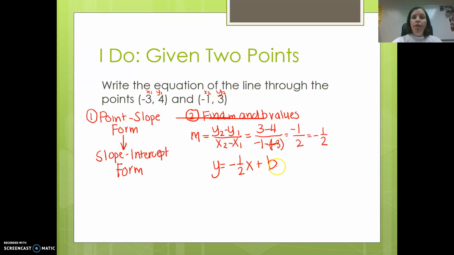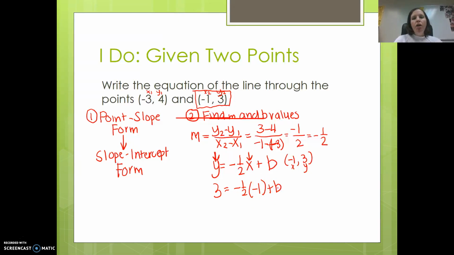I'm going to actually do some solving. I know another part of this equation that I haven't added in. I know an x and a y. Actually, I know 2 sets of x and y. So I'm going to pick one of my points. It doesn't matter which point you choose. I'm going to choose the point -1, 3. This gives me an x and a y that I know goes with this equation. So I'm going to plug in y, and I'm going to plug in x.